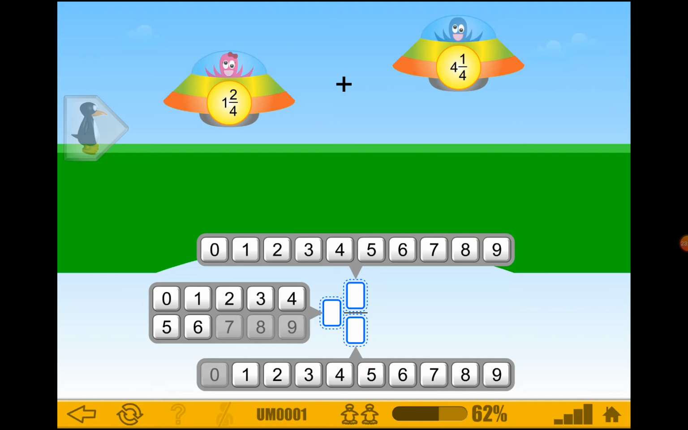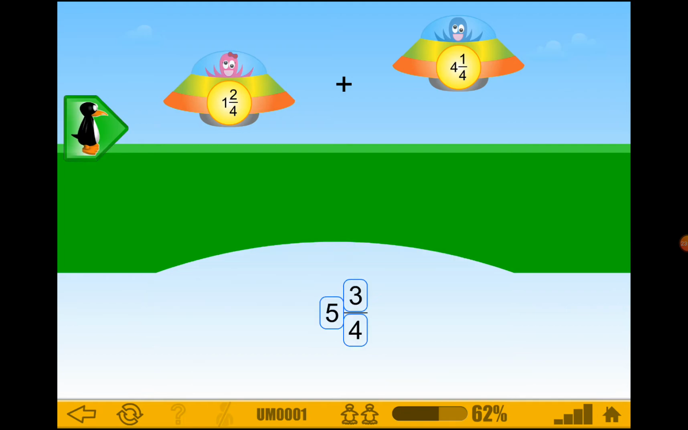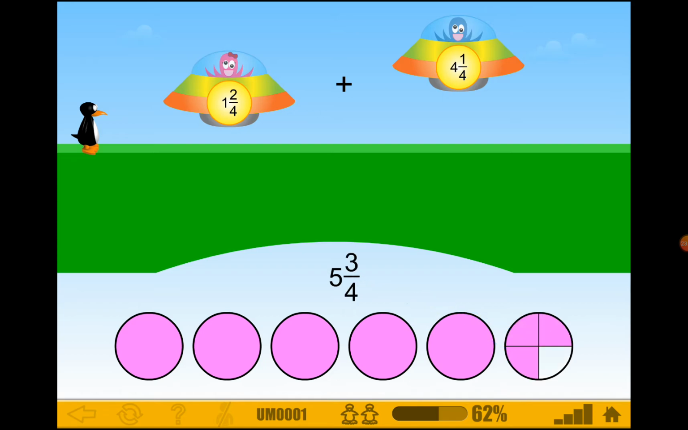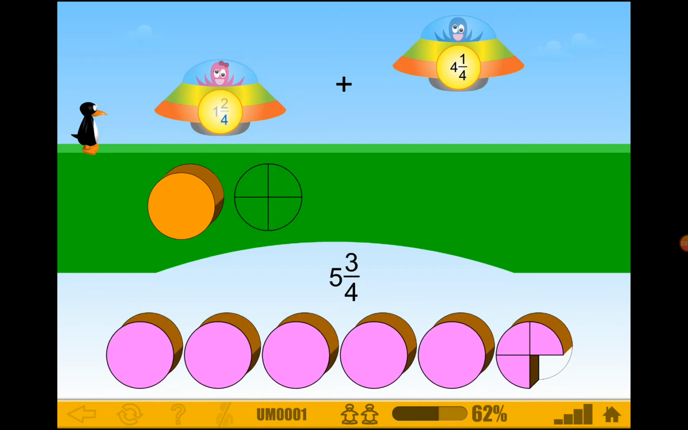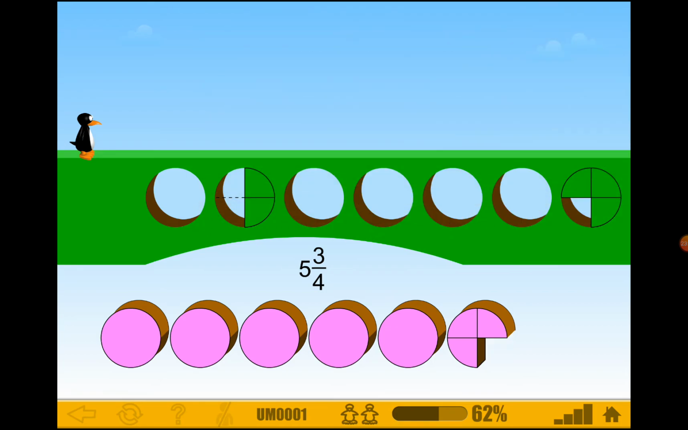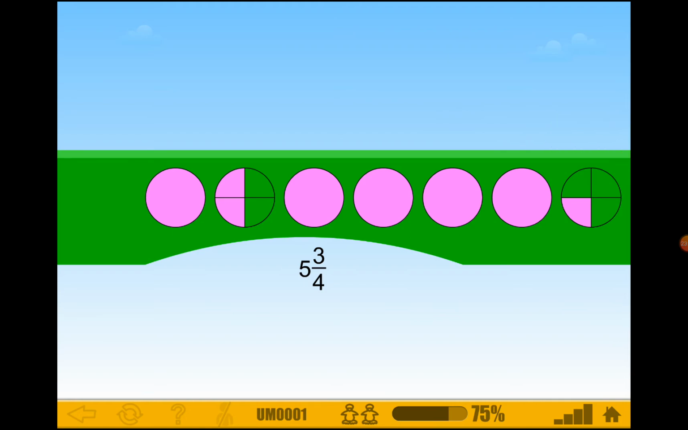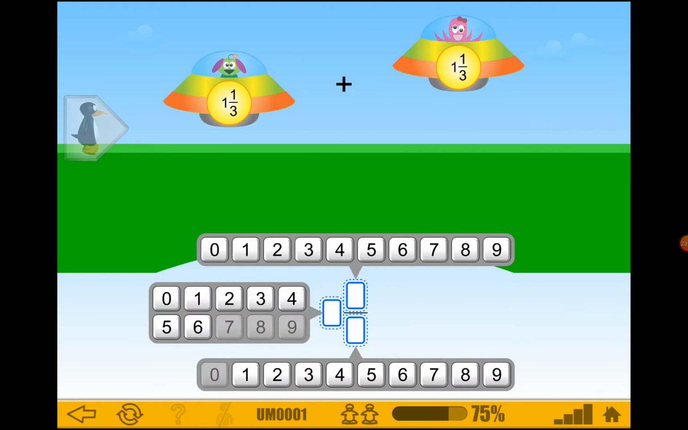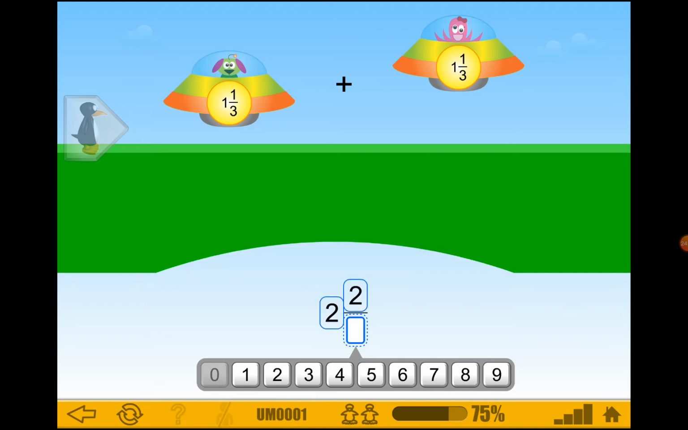So it would be 5, 3 over 4. 5, 3 over 4. Okay, good. Now let's see. So now we did this. Okay, so now one, three. Okay, so let's see. 2, 2 over 3. 2, 2 over 3.